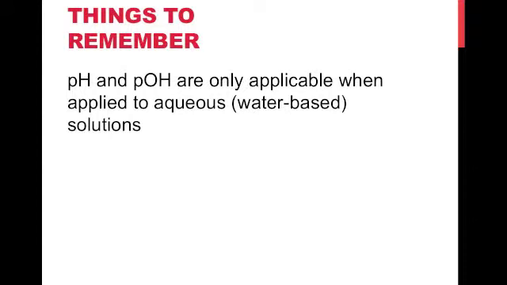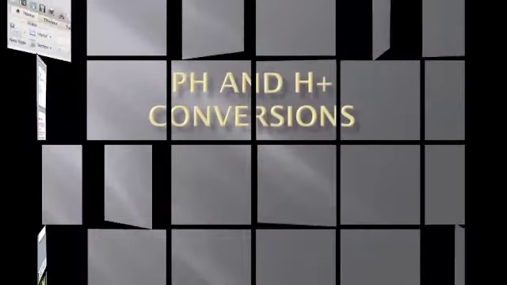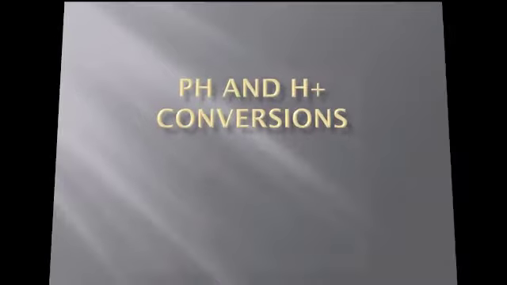Some important things. pH and pOH are only used when they're applied in aqueous solutions, which means that they're water-based. And that's because when water dissociates, it has a hydrogen and a hydroxide ion. So that makes it able to calculate the pH and the pOH. And that's it. This is the pH and hydrogen conversions.